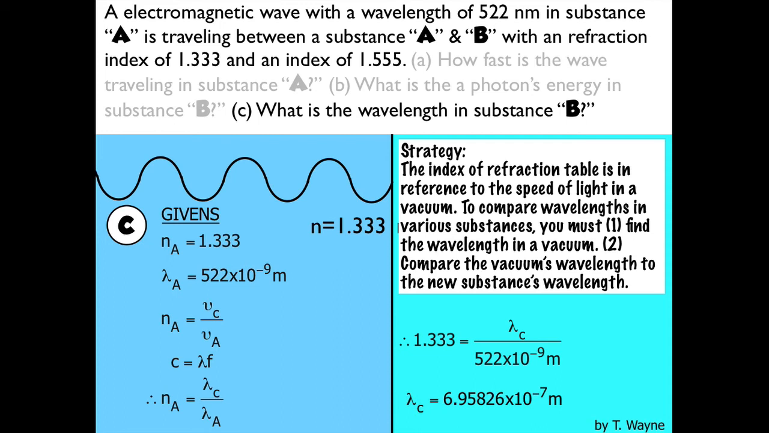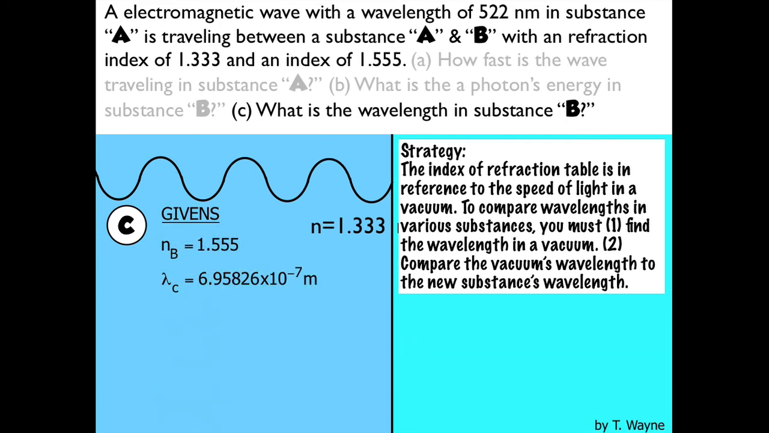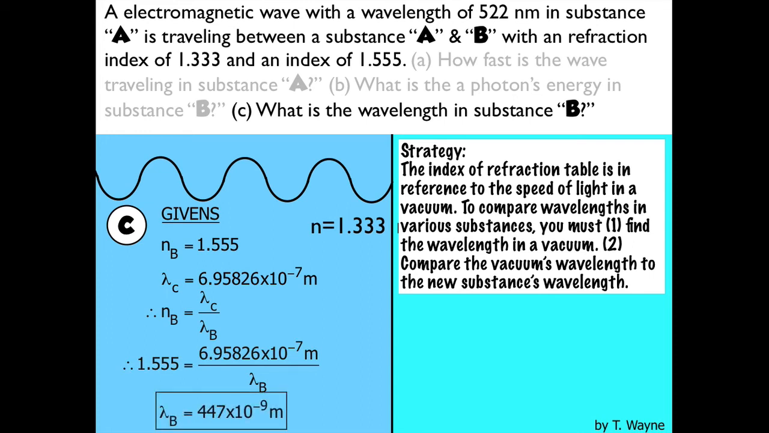Now I can use the index of refraction a second time to find the wavelength in substance B. So now I know the index of refraction of B, and I know the wavelength in a vacuum. Again, same formula: the index of refraction in B is equal to the wavelength in the vacuum divided by the wavelength in B. Set it all up with the givens, 1.555 equals the wavelength in a vacuum divided by the wavelength in B. So the wavelength in B is 4.47 times 10 to the negative 7 meters, which when I convert this over to nanometers becomes 447 times 10 to the negative 9 meters, or 447 nanometers.